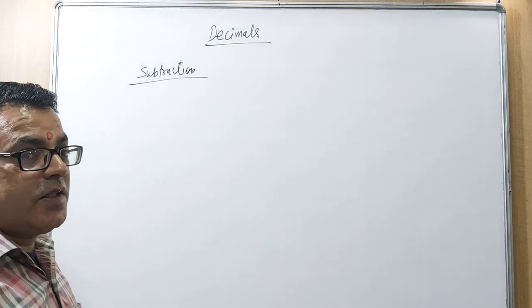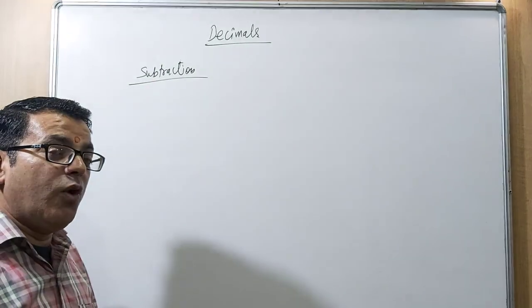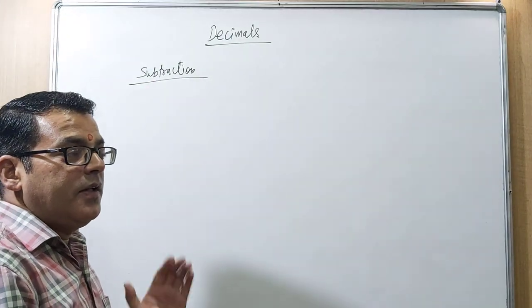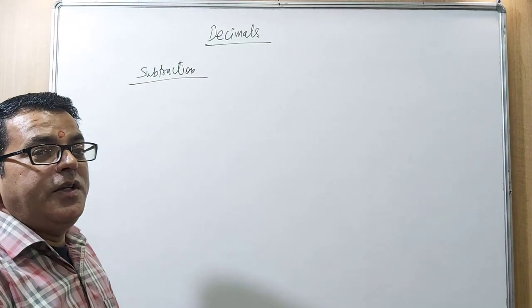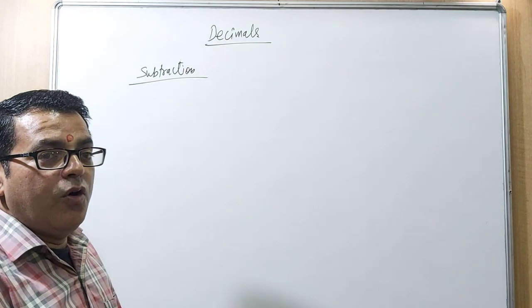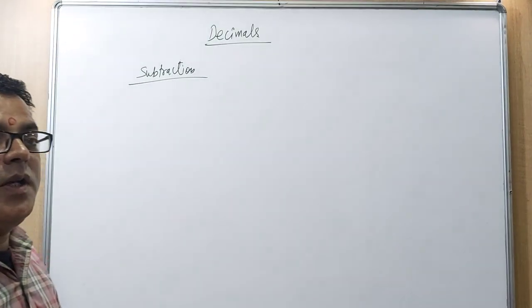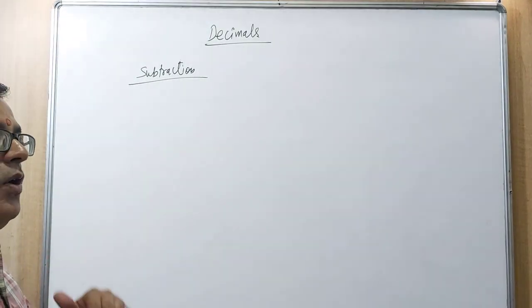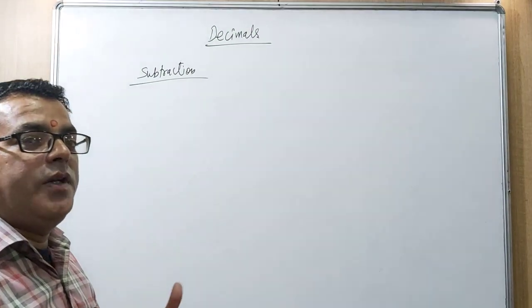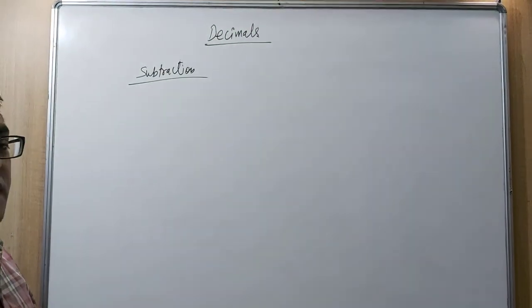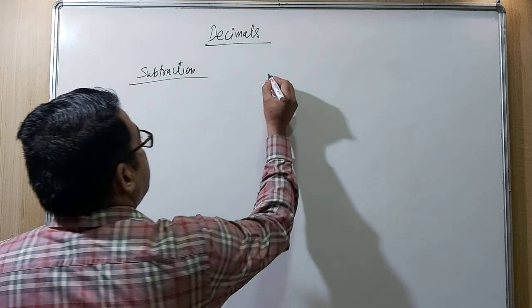The subtraction of decimal numbers is almost the same as the subtraction of integers, that I think all of you know very well. So let us start how we can subtract one decimal number from another number, or a decimal number from integers. So many examples we will discuss here today.